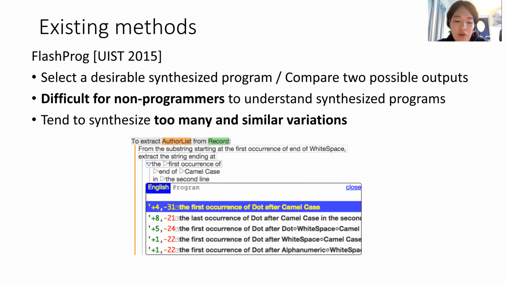One problem with such a program-centric approach is that it is too difficult for non-programmers to understand natural language explanations of the synthesized programs. Another problem is that it tends to synthesize too many and similar variations, and comparing all of them is tedious.